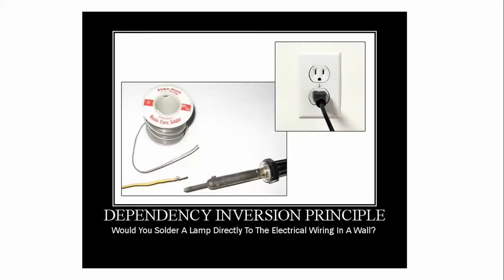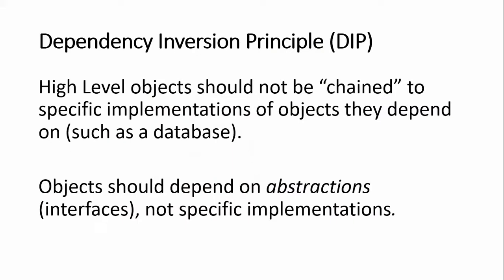Well, the idea is that objects should not be chained to their dependencies. Objects should be given their dependencies. They should not be hardwired. Dependencies, something an object needs, should not be hardwired into that object, the same way we would not hardwire a lamp to an outlet. And let's look at some simple examples here. I think you'll agree that the dependency inversion principle is something that we should follow.